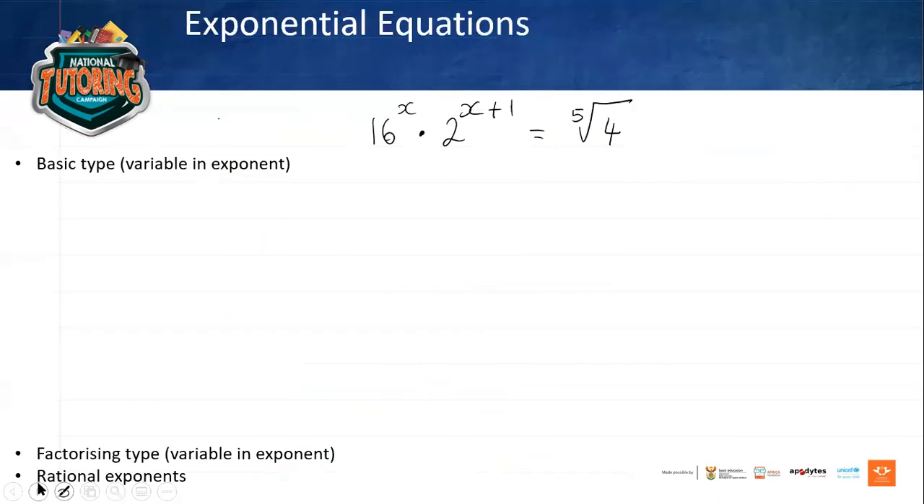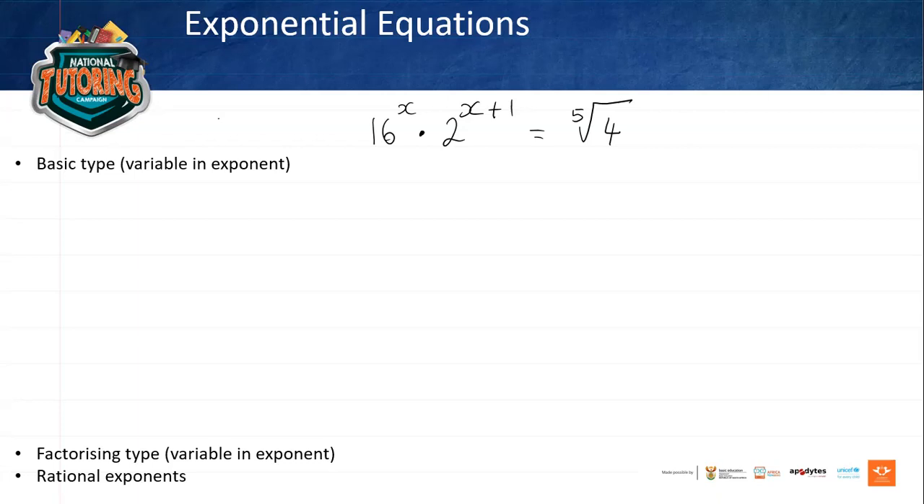All right, our last few equations are exponential equations. We're going to go through 3 of them, and that will be it for our equations and inequality session today. Exponential equations come in 3 forms: your basic type, where your variable is in the exponent, a factorizing type, also with the variable in the exponent, and a type where you have rational exponents. So we're going to go through each one with an example.